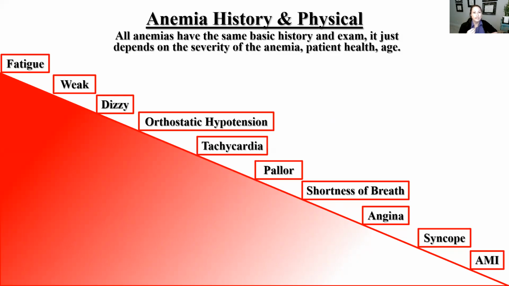Angina indicates ischemia, or lack of blood flow to the cardiac tissue, then syncope, and then finally AMI, or acute myocardial infarction. This is not just ischemia now, but infarction. There's not enough oxygen getting to the tissues, so they're starting to die off. So that just ranges from mild to severe, what we may see in the history and physical of these anemias.